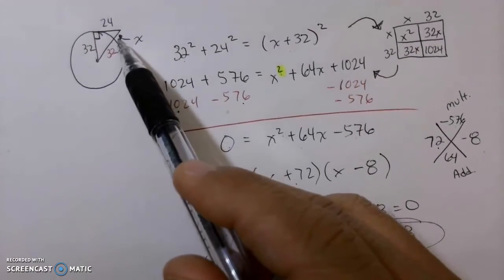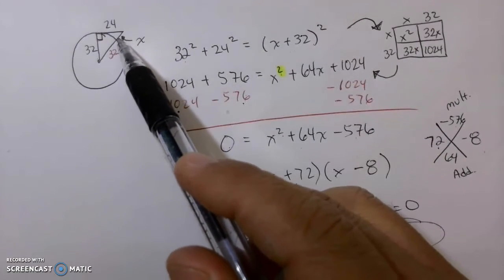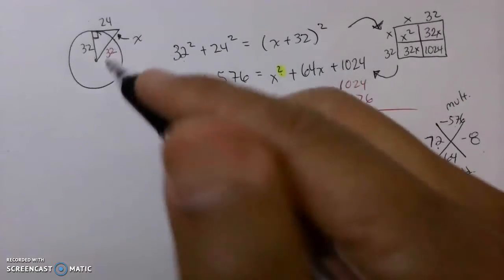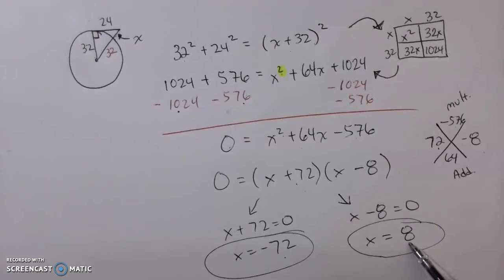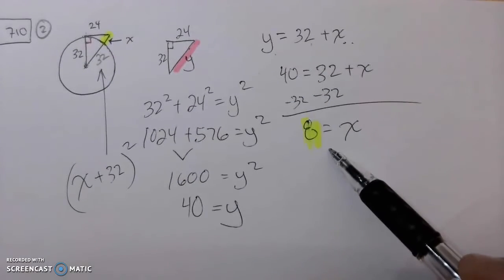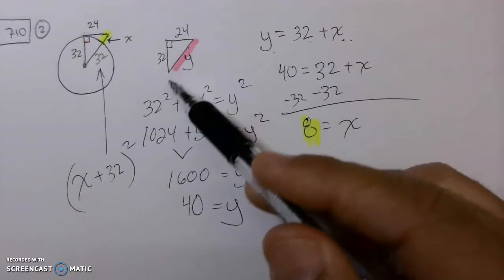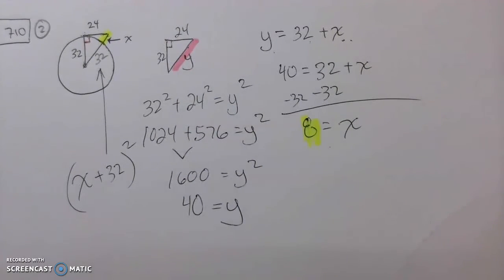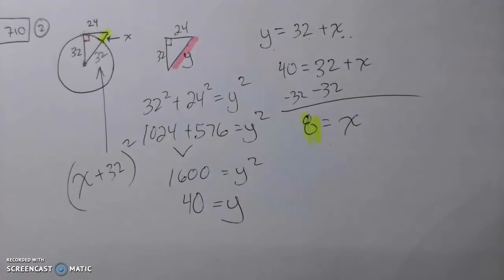You can't have a negative length of the hypotenuse there. You can't have the negative number, so this number is 8, which of course is the same as doing the a squared plus b squared where the entire hypotenuse is y. Either way would work.